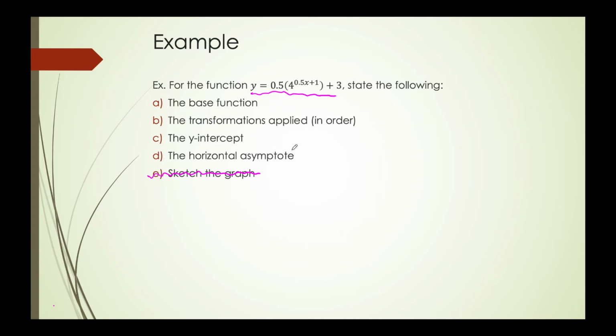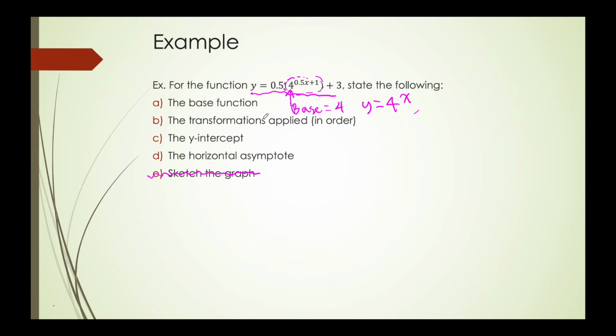So first thing, the base function, we can easily find that by looking for the power itself and what the base is. So we notice that this is going to be our power, and the base in this case is 4. So because 4 is the base, that means that our base function is y is equal to 4 to the x. So this is going to be the function that we are going to transform.